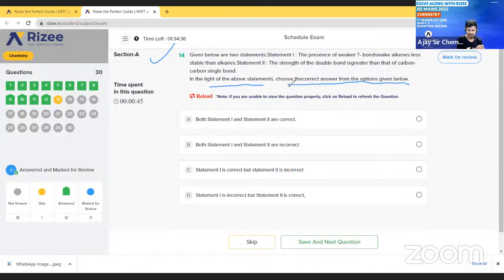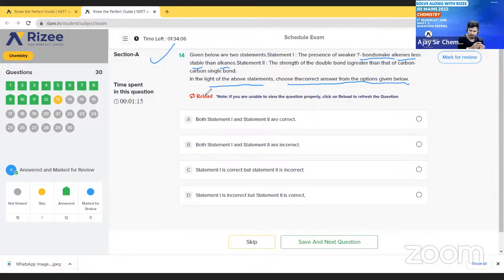Okay, see here. Here two statements are given. What is the first statement? The presence of weaker bonds makes alkenes less stable. Alkenes are less stable than alkanes. This is the first statement.